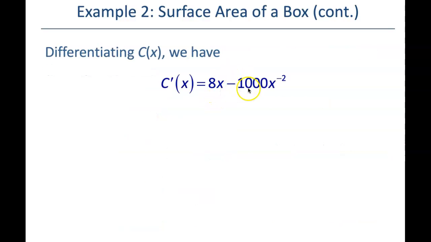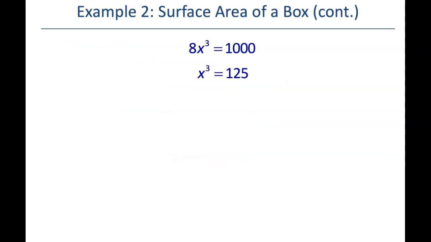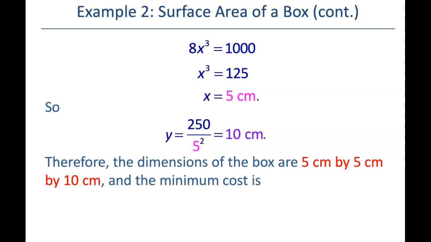So c prime is 8x minus 1000x to the negative 2 power. All right, we set that equal to 0 to get our critical value. And that comes out to 125. So, oh, I'm sorry, x cubed is 125. So x is 5. So that makes much more sense. So those sides along the square bottoms are 5 by 5. And then to figure out what the height is, you can use that volume equation, and we get 10 centimeters. And so your dimensions of your box are 5 by 5 by 10.